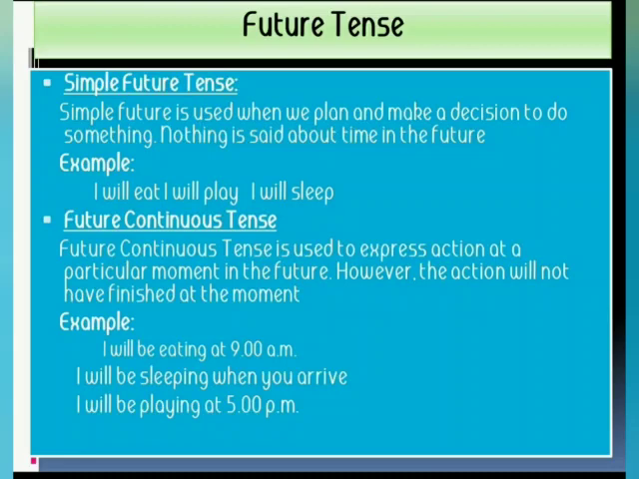Future continuous tense. Future continuous tense is used to express action at a particular moment in the future. However, the action will not have finished at the moment. For example, I will be eating at 9 a.m. I will be sleeping when you arrive. I will be playing at 5 p.m. So this expresses the action at a particular moment in future. Action will not have finished at the moment is called future continuous tense.